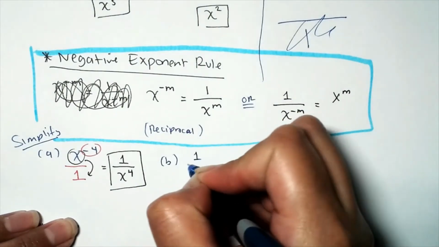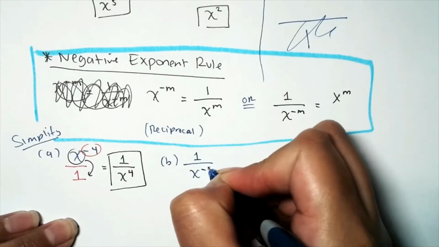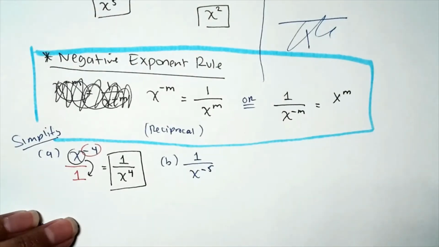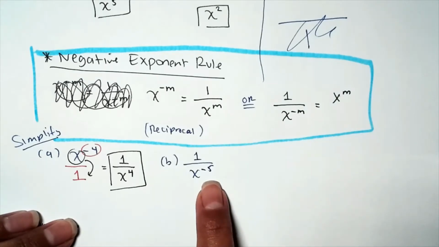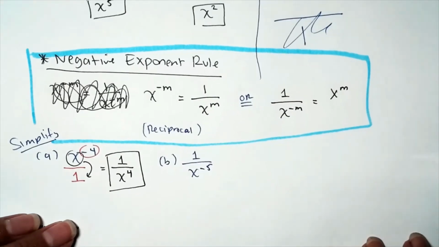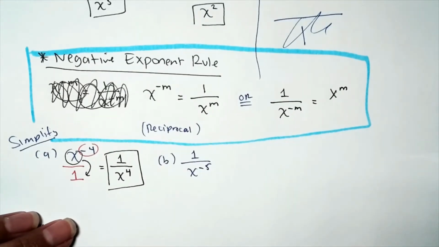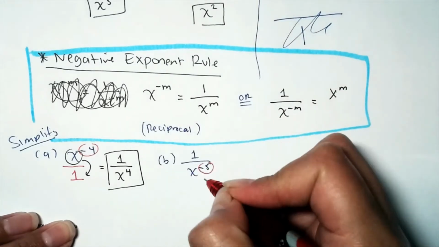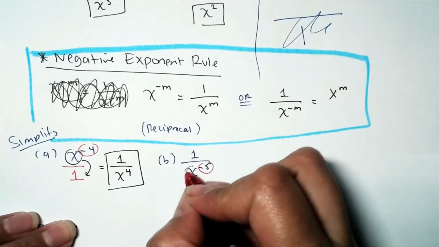Okay, so we have 1 over x to the negative 5th. We're asked to simplify the expression. In this case, my issue is that we have a negative exponent, and when it comes to expressions, we don't want to have negative exponents. So to make the exponent positive, we're going to move the factor to the other side of the fraction bar.